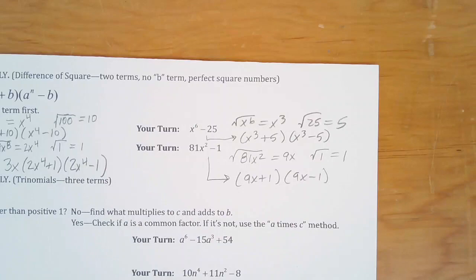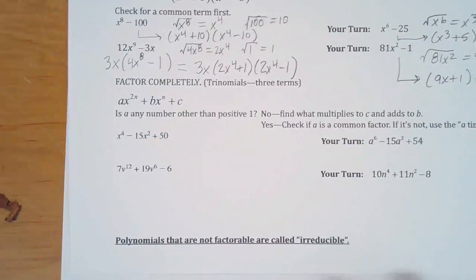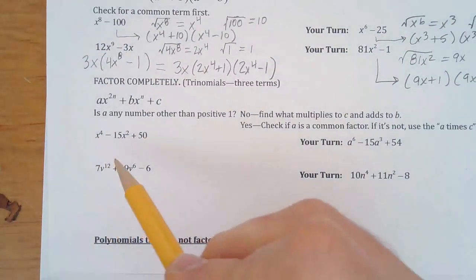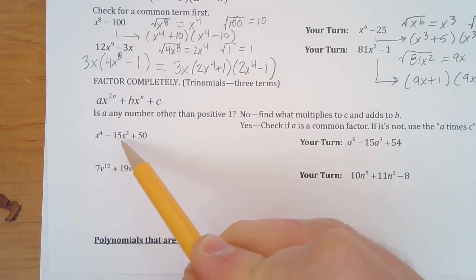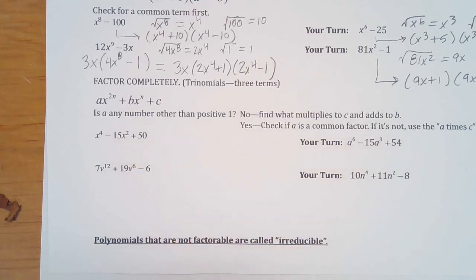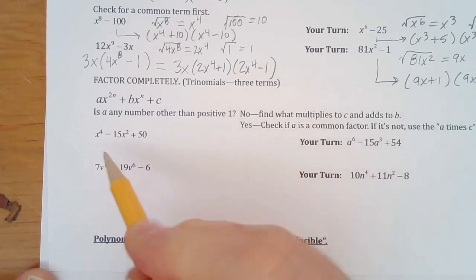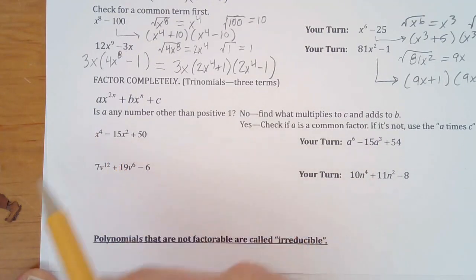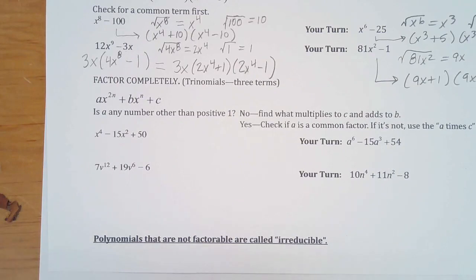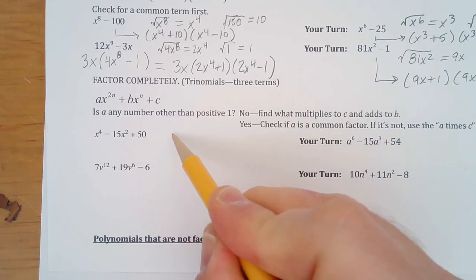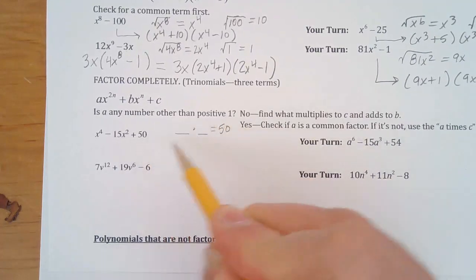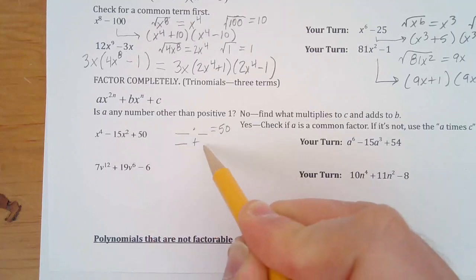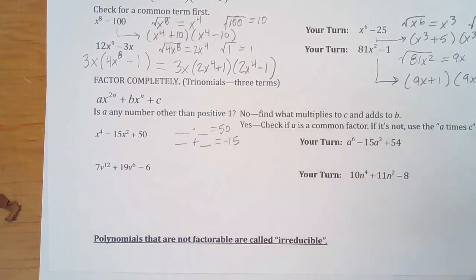Okay, the next type of factoring is factoring trinomials. We have x to the 4th minus 15x squared plus 50. So it's very similar to when we had quadratics. There is no leading coefficient here. Well, the leading coefficient is just 1. So we can just jump into doing this. We find 2 numbers that multiply to c, which is 50, and add to b, which is negative 15.